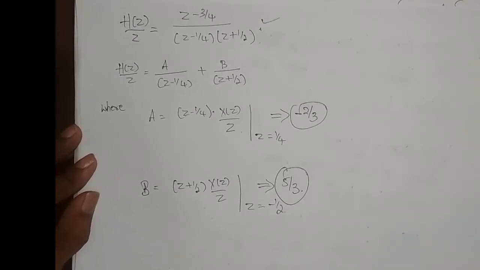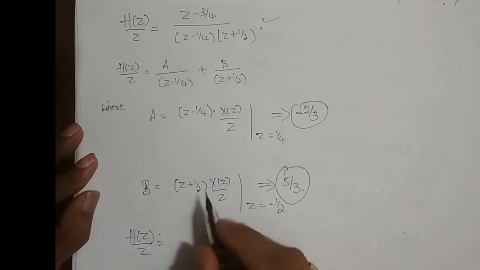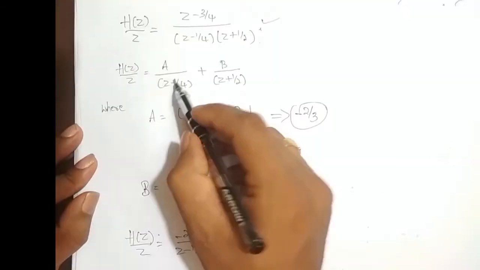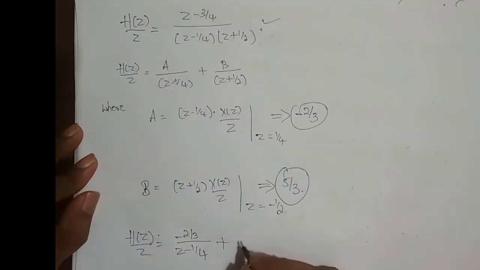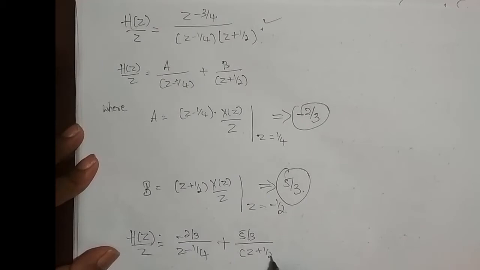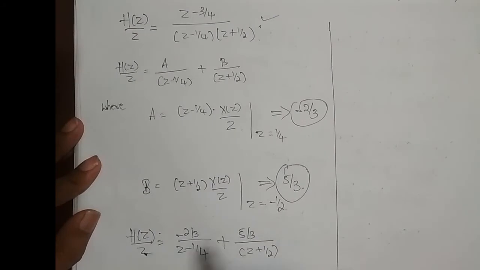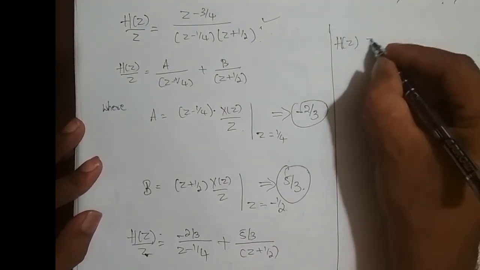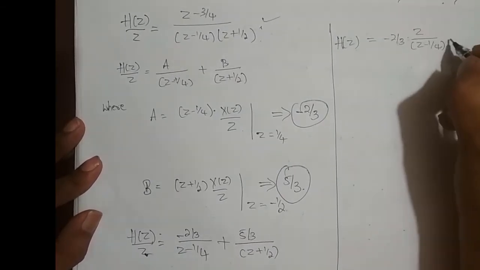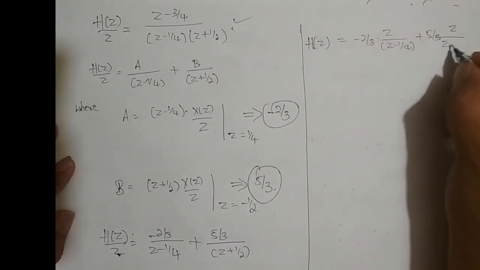Okay, fine. So what do we have now? H of z by z is equal to a, minus 2 by 3, divided by z minus 1 by 4 as per this formula, plus b, 5 by 3, divided by z plus 1 by 2. Correct now? Fine. Now I'll bring this z to the right hand side. So what is h of z? Minus 2 by 3 into z divided by z minus 1 by 4, plus 5 by 3 into z divided by z plus 1 by 2.